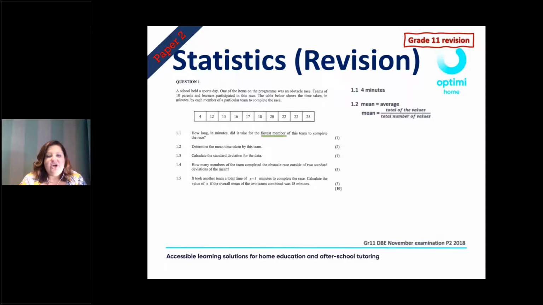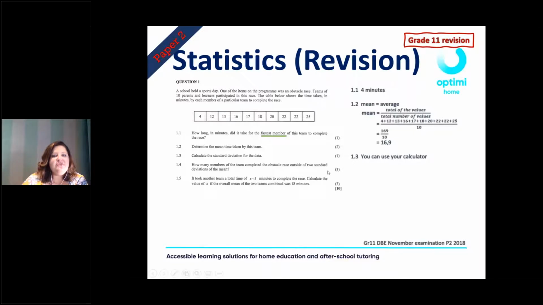The total of the values: I'm going to add all of that together, and I'm going to divide it by the total number of values. So how many values were there? There were 10 values. So I add all of these values together, divided by the 10 values that were there. I will get that my mean is 16,9.